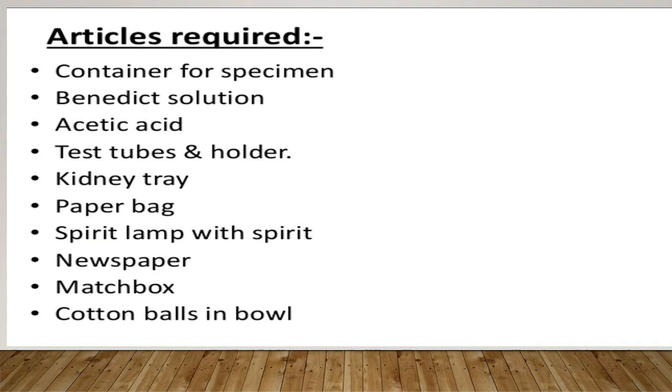Now, the articles required for urine analysis are a container or a specimen collection bottle to collect the specimen, Benedict solution, acetic acid, test tube and test tube holder, kidney tray, paper bag, spirit lamp with spirit, newspaper, matchbox and cotton balls.